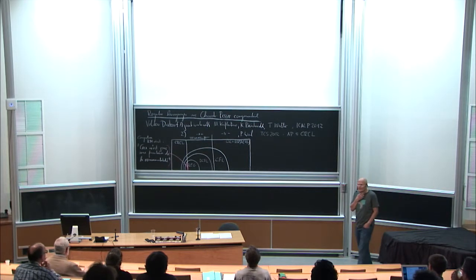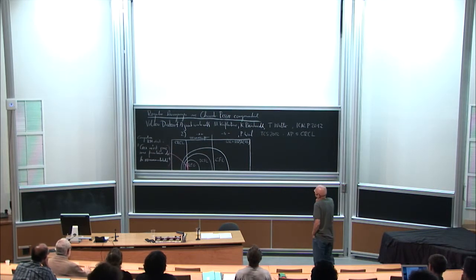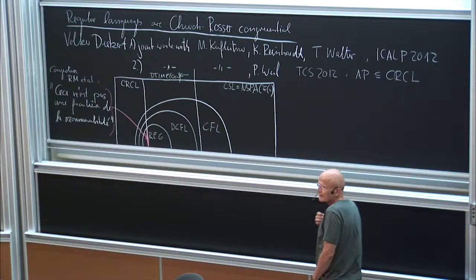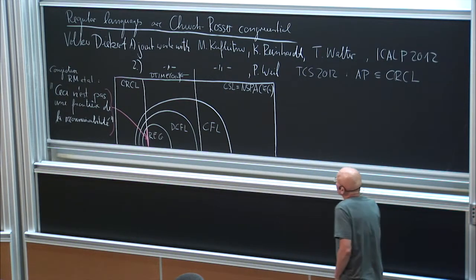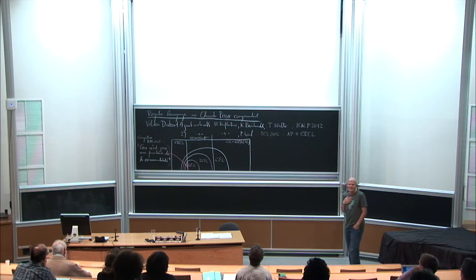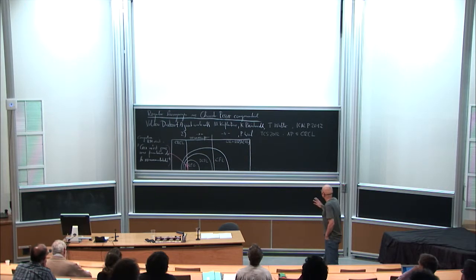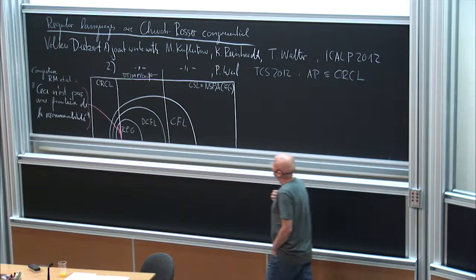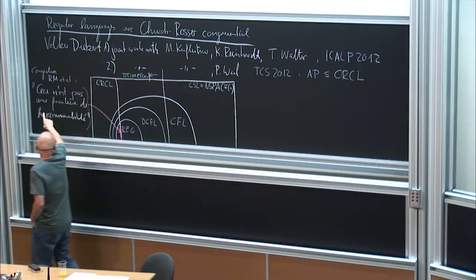So the title is Regular Languages are Church-Rosser Congruential. I will explain to you what it means. It's joint work with Manfred Kufleitner, Klaus Reinhardt, and Tobias Walter. It's very old work. It appeared at ICALP 2012. And it was based on another work with Pascal Weil, who is present here, which we did in 2011, but it appeared in 2012. And we are concerned with a conjecture here, which maybe some of you know.